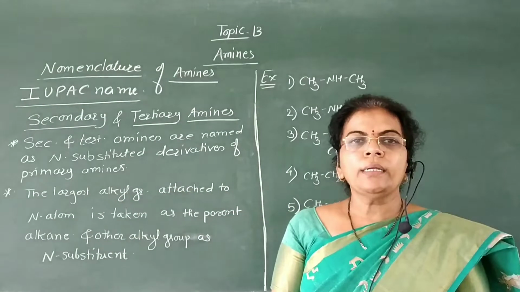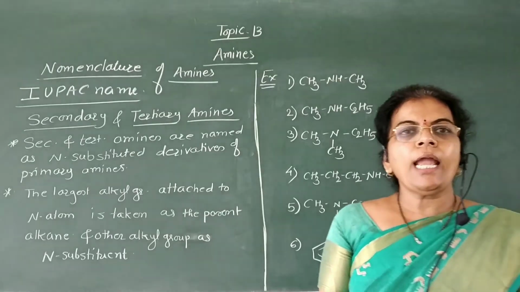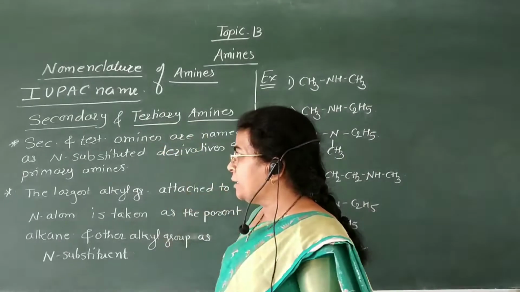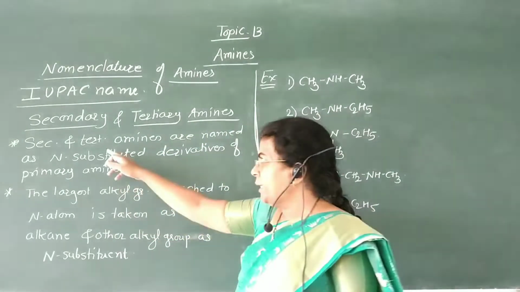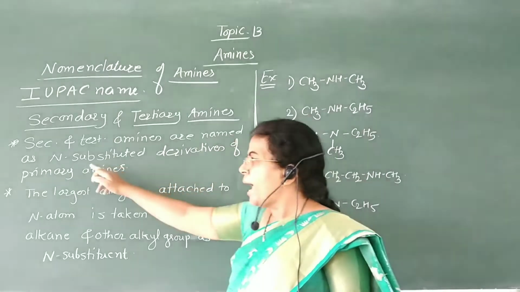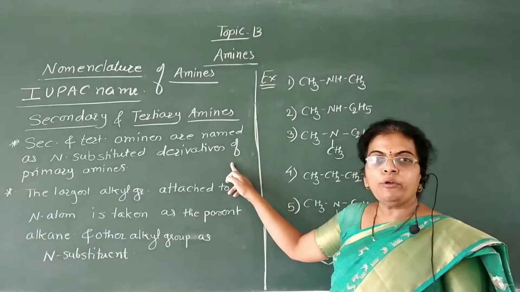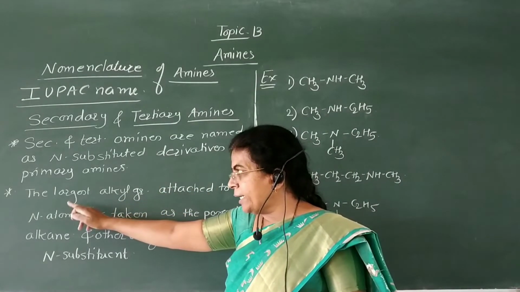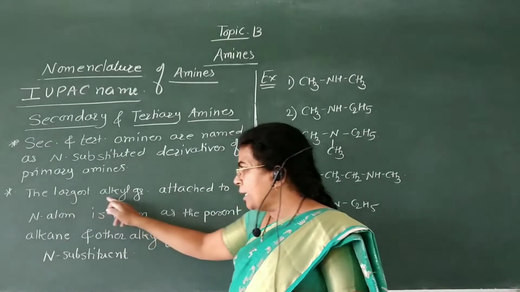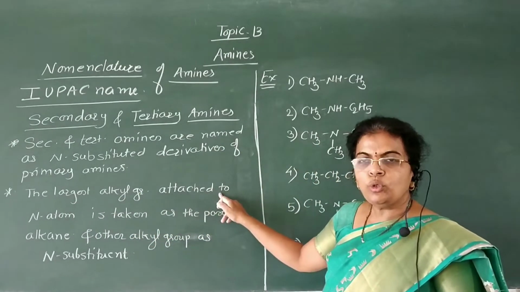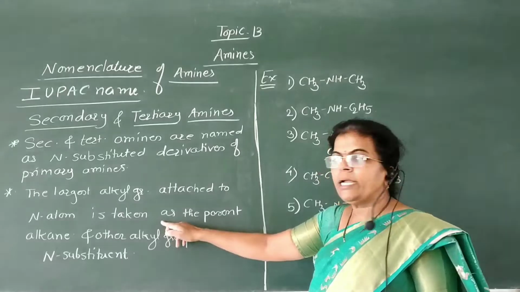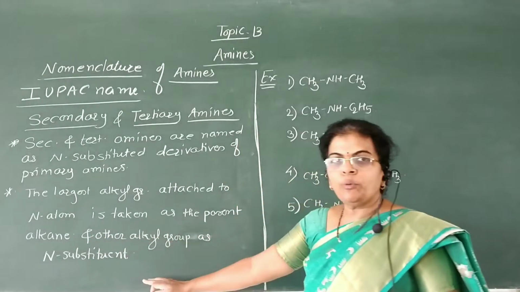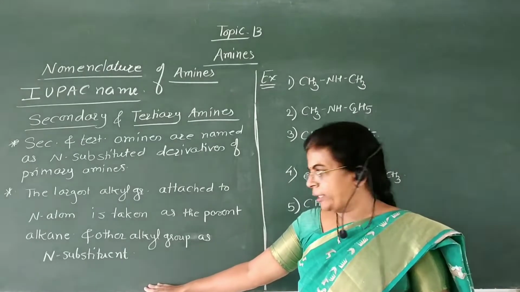Now we are going to see the IUPAC names for secondary and tertiary amines. Now here, in case of secondary and tertiary amines, secondary and tertiary amines are named as N-substituent derivatives of primary amines. And in case of these secondary and tertiary amines, the largest alkyl group attached to nitrogen atom is taken as a parent alkane and other alkyl group is taken as N-substituent.